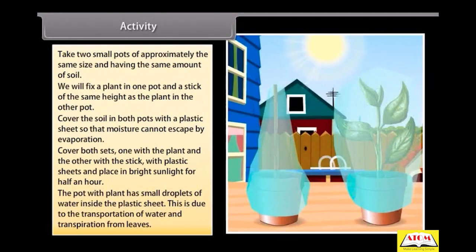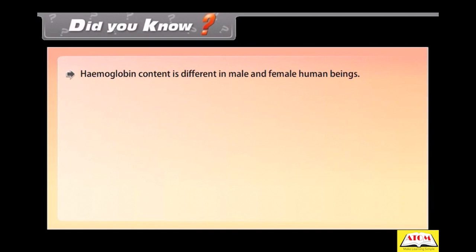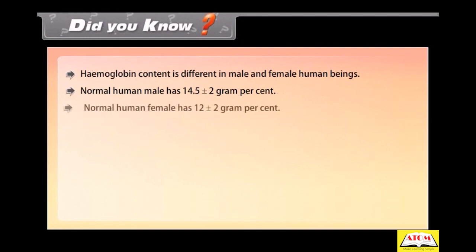The pot with plant has small droplets of water inside the plastic sheet. This is due to the transportation of water and transpiration from leaves. Did you know? Hemoglobin content is different in male and female human beings. Normal human male has 14.5 plus or minus 2 gram%. Normal human female has 12 plus or minus 2 gram%.